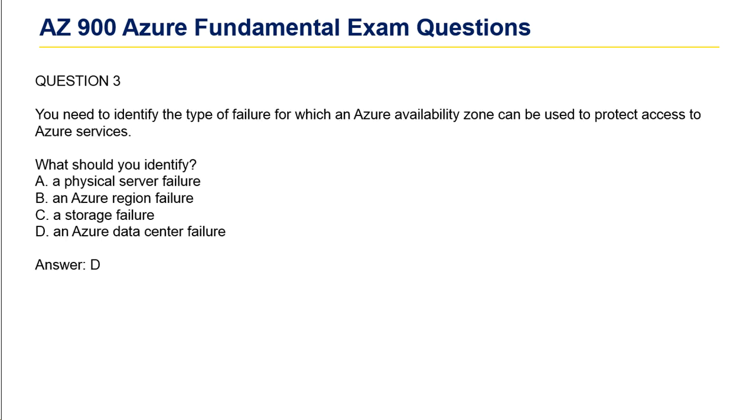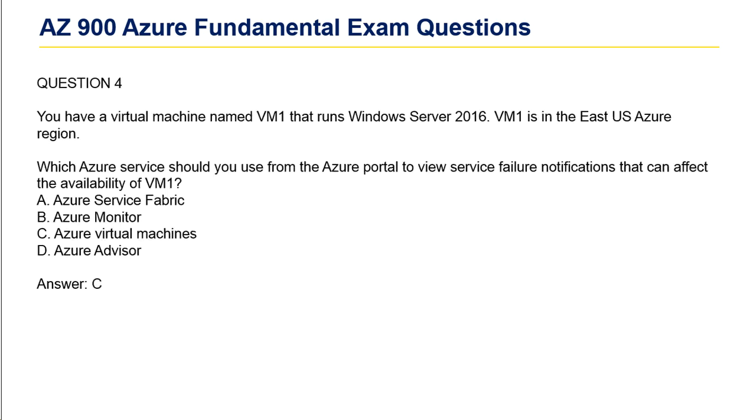Question 3. You need to identify the type of failure for which an Azure Availability Zone can be used to protect access to Azure services. What should you identify? A. A physical server failure. B. An Azure region failure. C. A storage failure. D. An Azure data center failure. Answer, D.